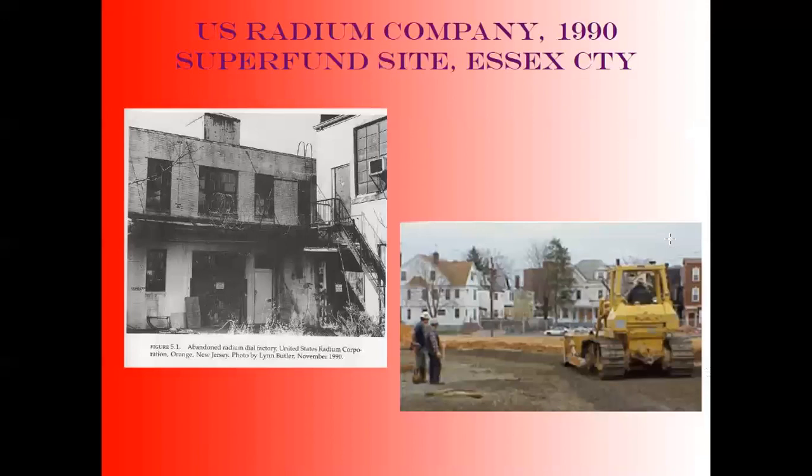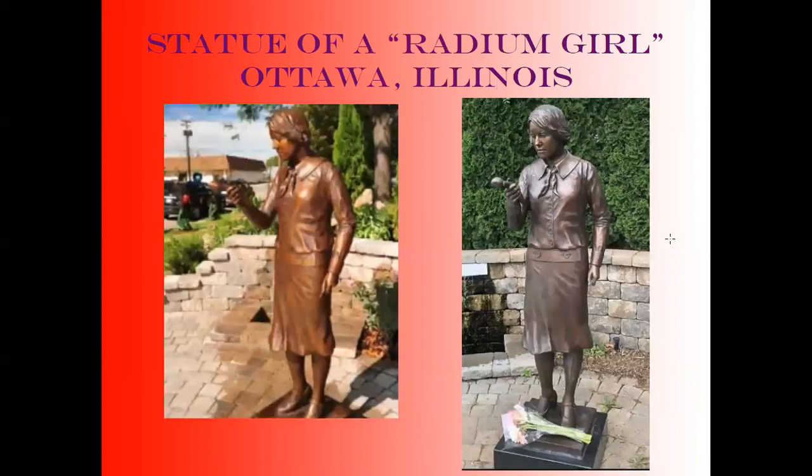Next, please. In 2011, or some years earlier, a junior high school student in Ottawa, Illinois, heard about the Radium Girls, and she wanted to do something about it. Next slide, please. Her name was Madeline Pillar, and by the time she was in high school, she had gained enough supporters to encourage the city to dedicate a statue to the Radium Girls in Ottawa.